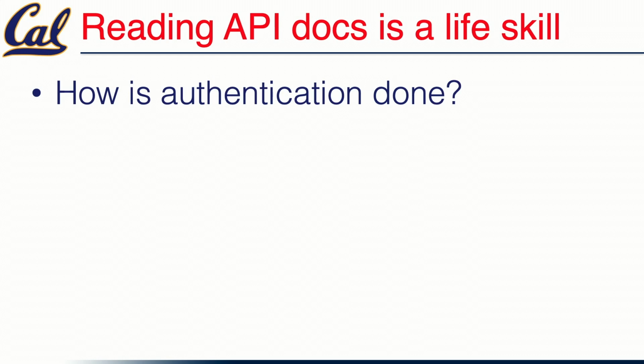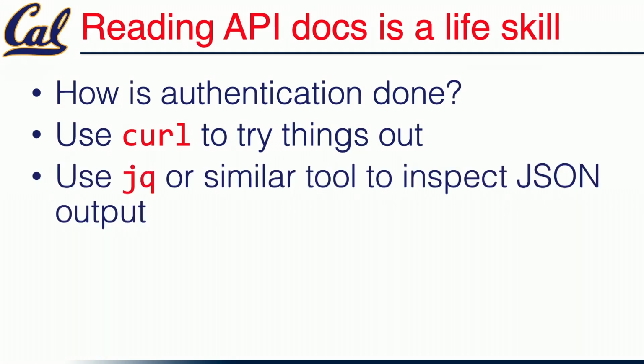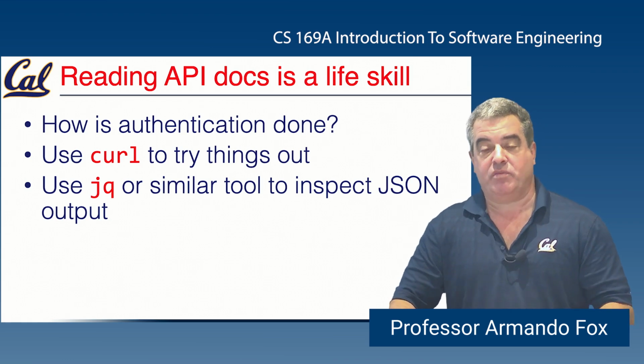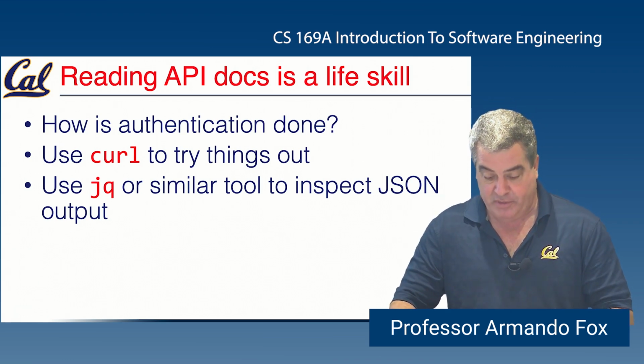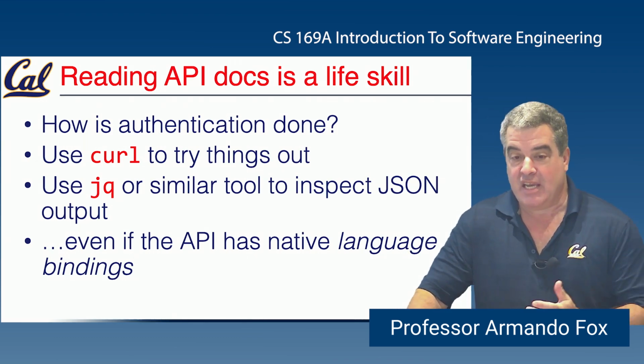So read the docs and understand how authentication is done, if it needs to be done, and use curl to try things out manually. It's much more productive to debug these things with a command line before you try to write code that does them. And as we saw in the MovieDB, the API page often has a little facility where you can see the code for trying out the API call either in curl or using the HTTP libraries of different languages. We also saw that you can use jq as a way to pretty print the results, which most of the time is going to be a JSON data structure. And it's worth understanding how to do all these things, even if the API has native language bindings.